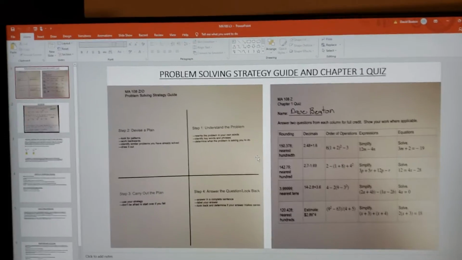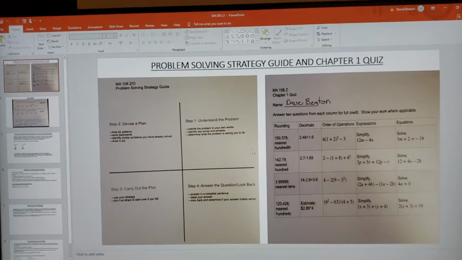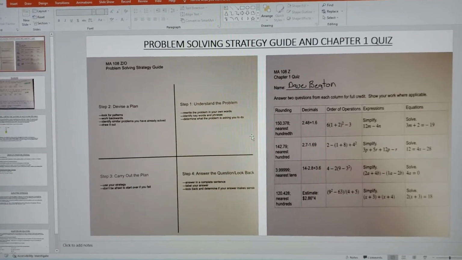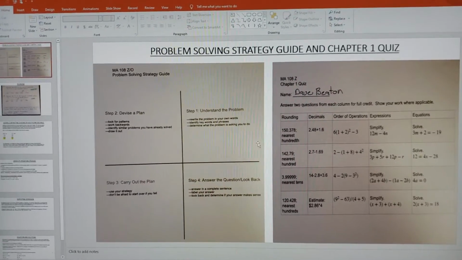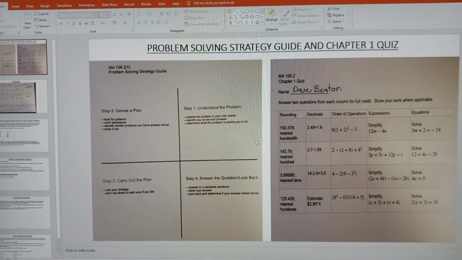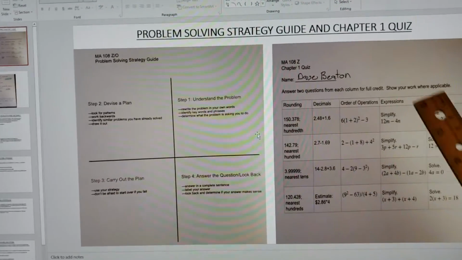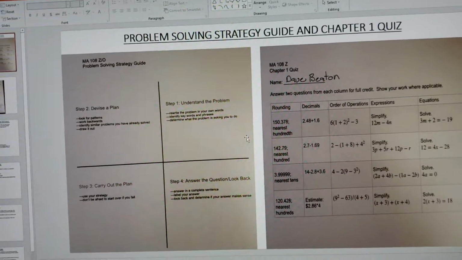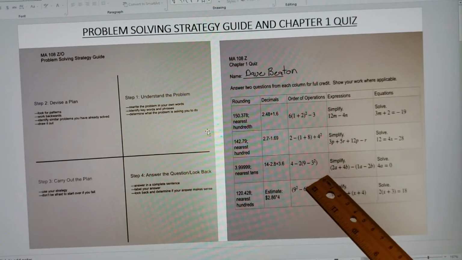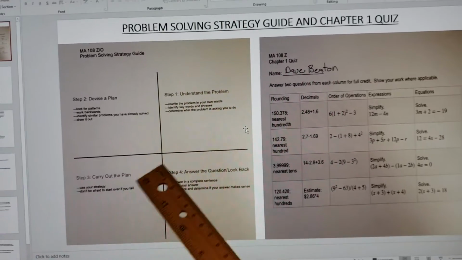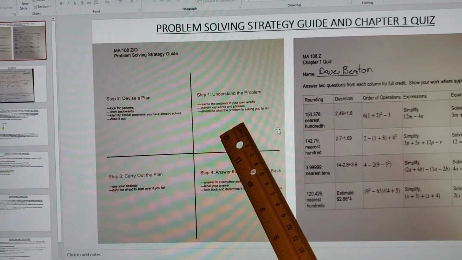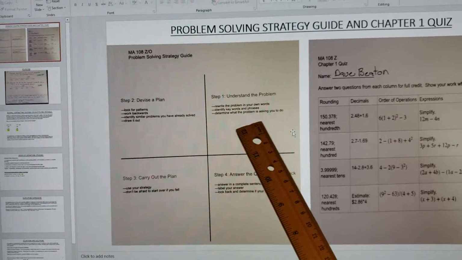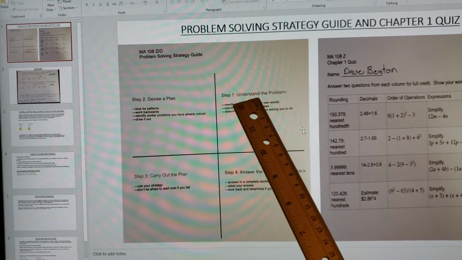So I'm using a PowerPoint format. I'm going to try that. It's worked well for me in the past, but it's been a long time since I've done one of these. My first slide shows the blank quiz. I didn't take a picture of the ones that I solved, and also it shows the problem solving strategy guide that Miss Lori gave us.